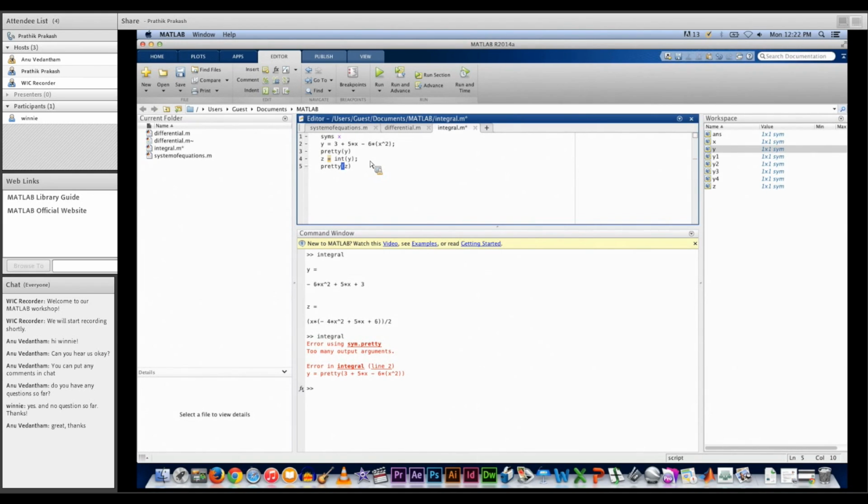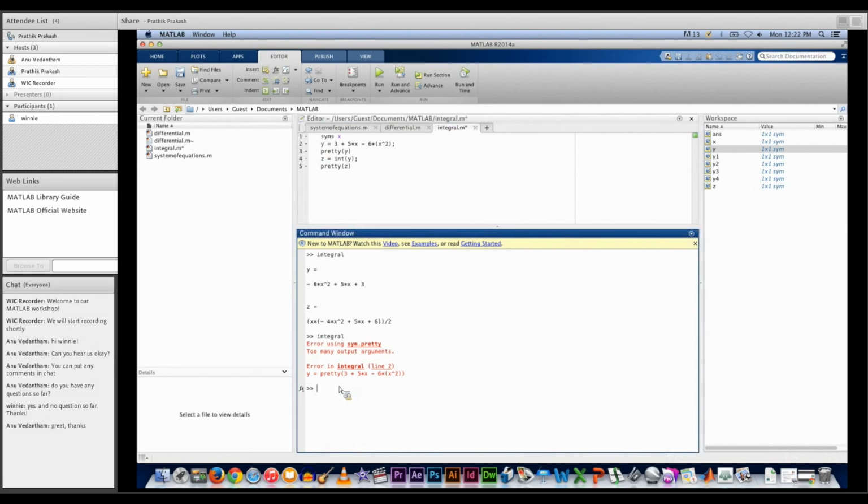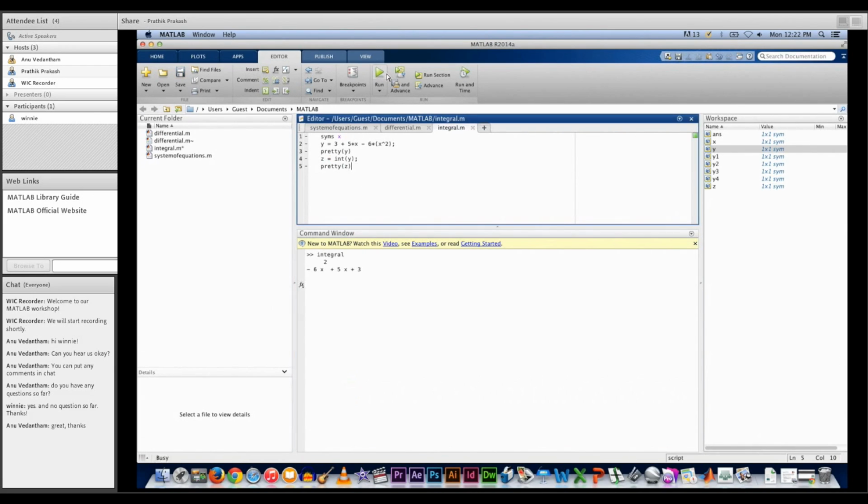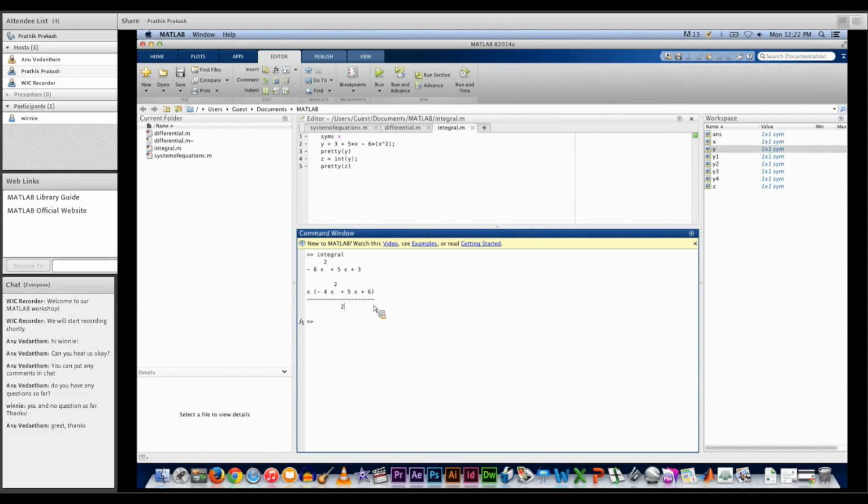Before that, I'll just clear the command window. So the first thing is our equation, that is minus 6x squared plus 5x plus 3. And then the second value that is printed, that is this, is the solution to that. So this is how you solve integral equations. I mean, your example could be complex. All you have to do is just change your function accordingly and put it in the int function, and then it'll solve it for you.